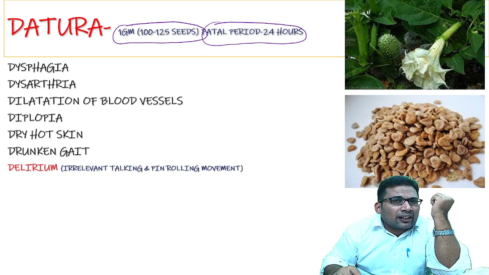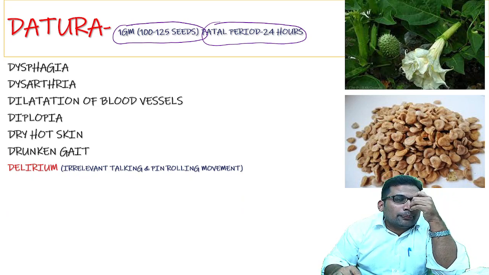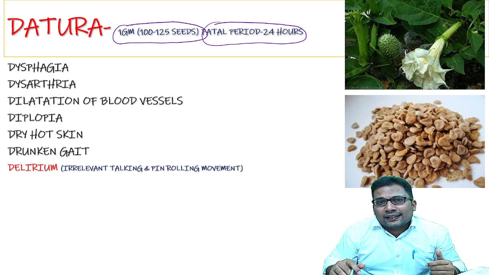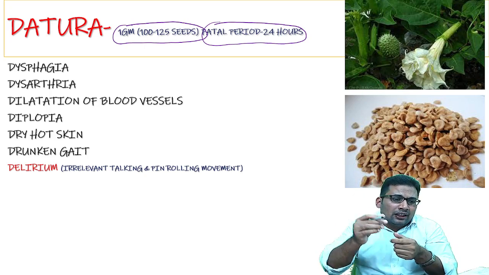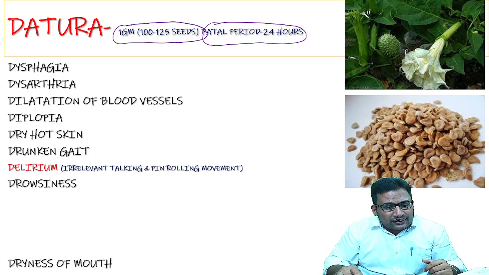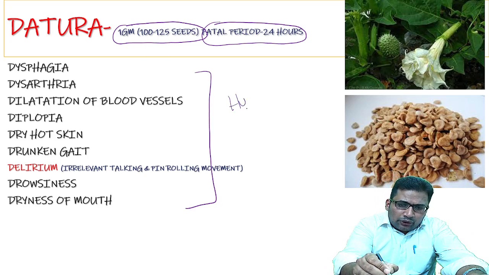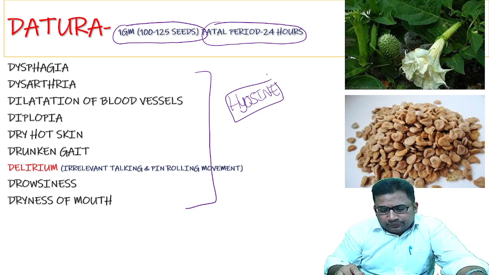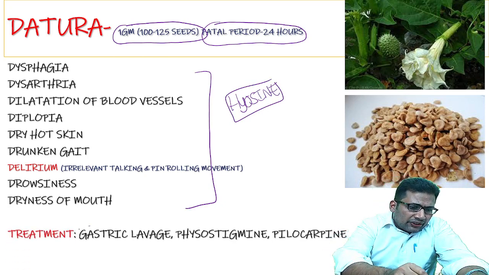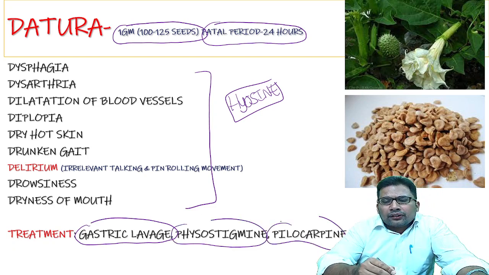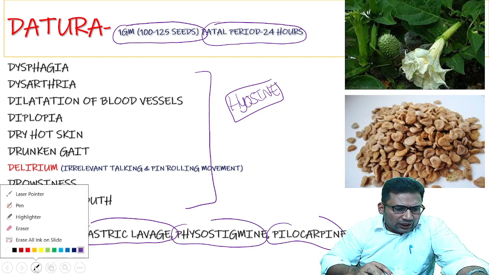Remember, delirium is known as muttering delirium, and there will be a sign known as carpologia. Carpologia means the patient presents with hallucination, so he will be pulling some imaginary threads from his fingers like this. Drowsiness, dryness of the mouth. All this because of the effect of hyoscine, hyoscyamine or traces of atropine. Treatment: gastric lavage, physostigmine and pilocarpine.